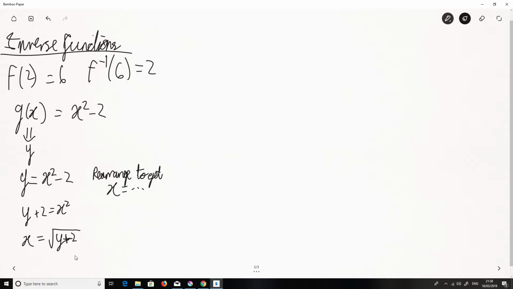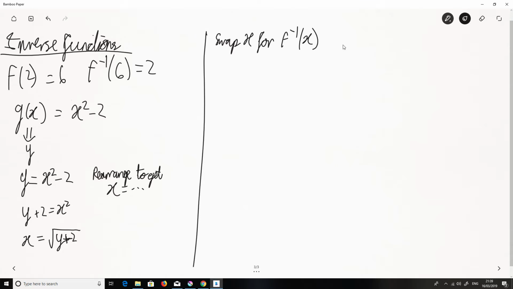Just going to make that plus a bit more obvious. y plus 2. Okay, and so the next step, once you've got something equal to x, you want to swap out. So now that you've done that, you swap your x for f to the minus 1 of x, and swap y for x.